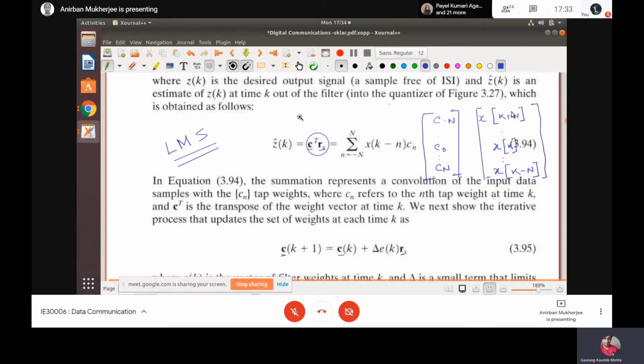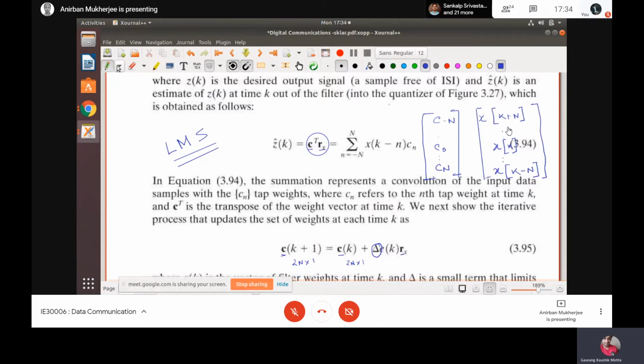This is a signal Rx, that is length 2n. Now C is also a 2n cross 1 length vector. This is the previous instant. And delta is a small number. Sometimes we write 1 by eta or something like that. Sometimes we write 1 by b.